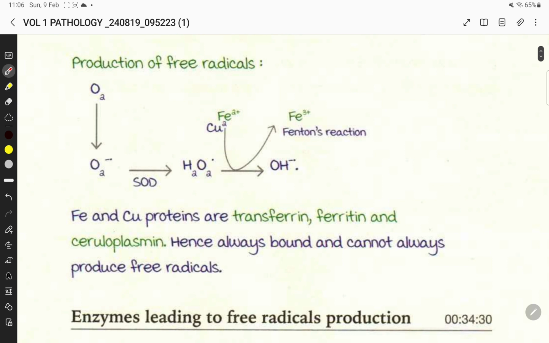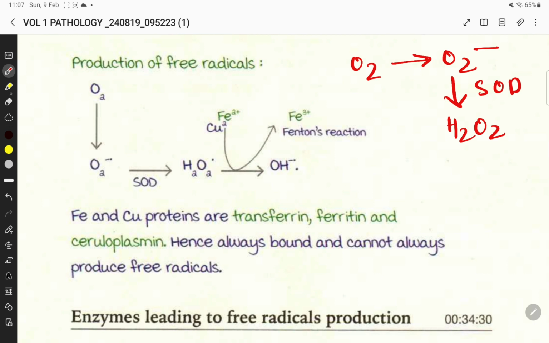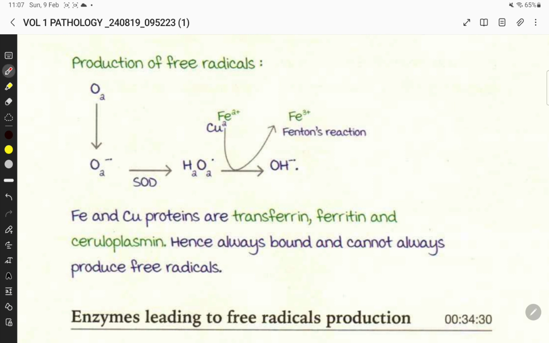Production of free radicals. O2 is converted to O2 minus. O2 minus is converted to H2O2 by superoxide dismutase. H2O2 is converted to OH minus, and here Fe2 plus is oxidized to Fe3 plus. This is known as Fenton's reaction.